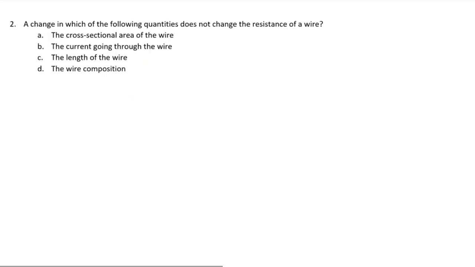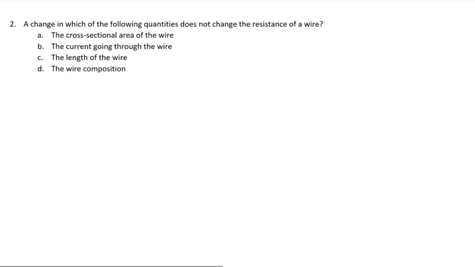Next, this question is asking us how the resistance of a particular component changes if certain characteristics of that component change. We are asked, a change in which of the following quantities does not change the resistance of a wire? Is it the cross-sectional area of the wire? Is it the current going through the wire? Is it the length of the wire? Or is it what the wire is composed of? What material is the wire made from?